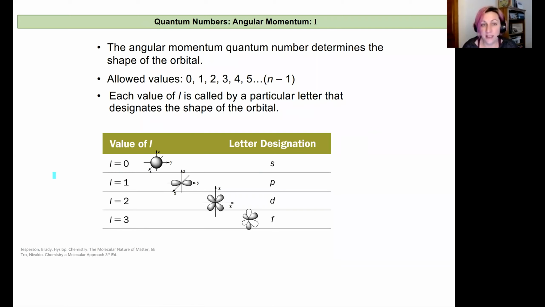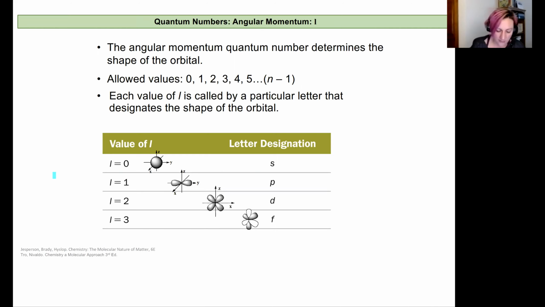The values that it can be are integers as well, just like n, but it can be 0. So 0, 1, 2, 3, 4, 5, all the way up to n minus 1. So you'll never have n and L be the same number. L will always be 1 less than n. Each value of L is also going to correspond to a particular letter that we designate for the shape of that space the electron can be in, or orbital.